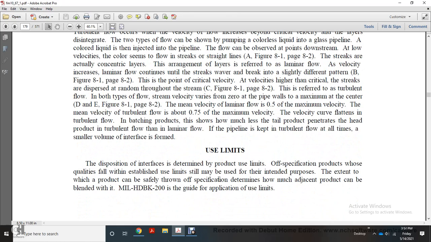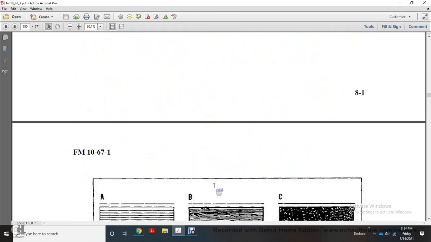Use limit. The disposition of the interface is determined by product use limits. Often, specification products whose qualities fall within established limits may be used for intended purposes. Consent, by which a product can be shown safely thrown off specification, determines how much adjacent product can be blended with it. Military Handbook 2 is again an application for these use limits.